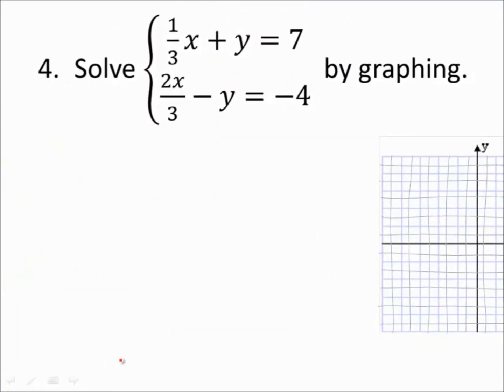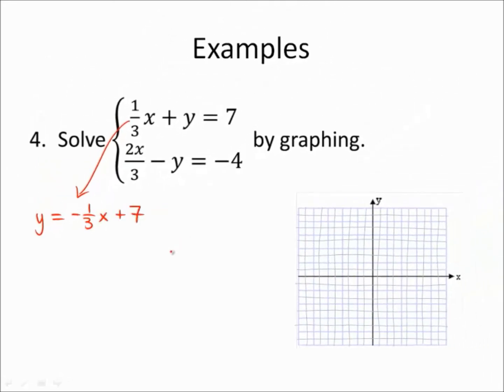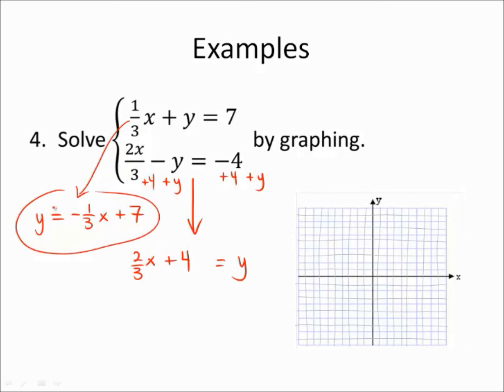Let's take a look at this example. We can solve the first equation by subtracting 1/3 x from both sides, leaving us with y equals -1/3 x plus 7. The second equation we can solve by adding y to both sides and adding 4 to both sides, leaving us with y equals 2/3 x plus 4. In trying to graph the first equation, you'll notice we have to start at 7. The original grid here didn't go up to 7, so I had to split it up into smaller pieces so that we could see 7 on here.